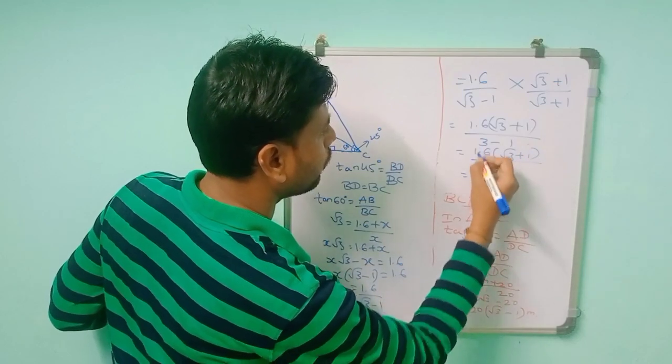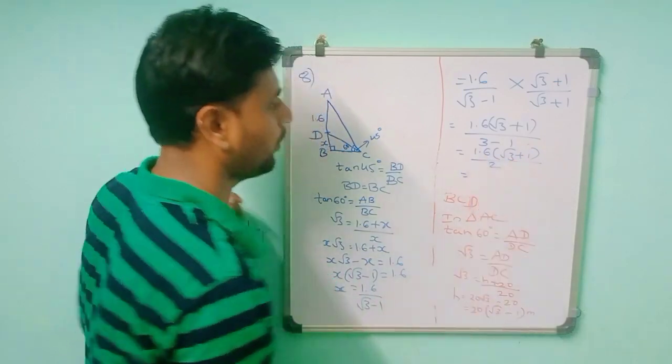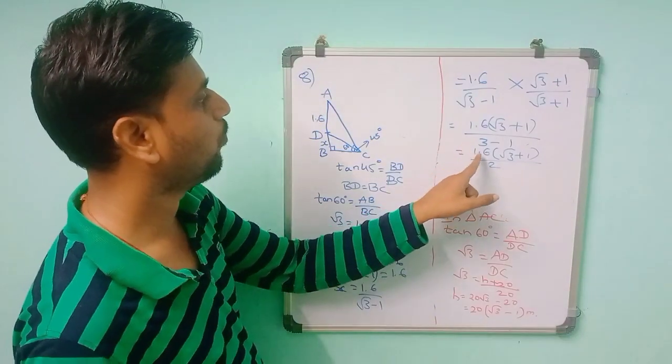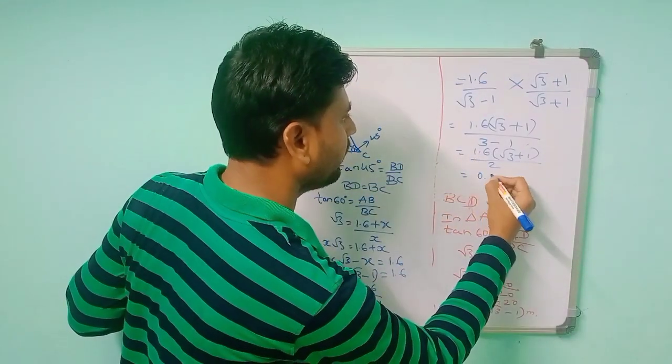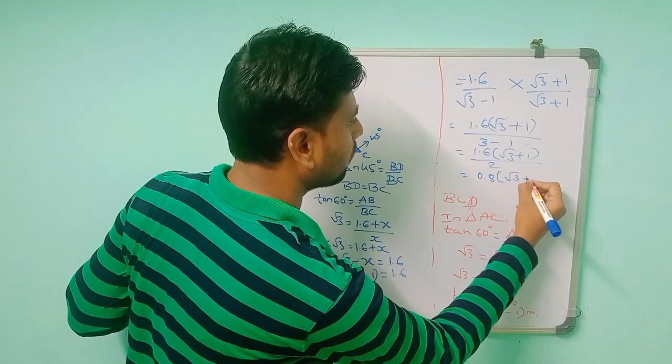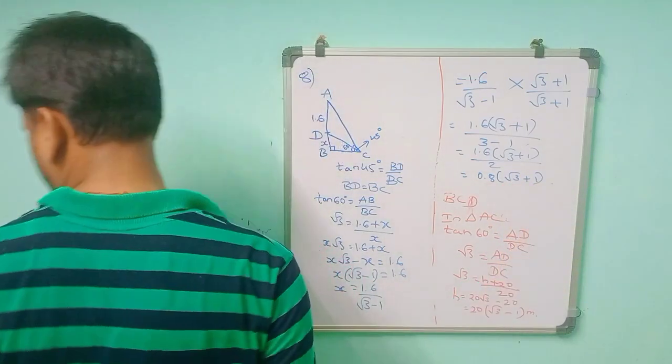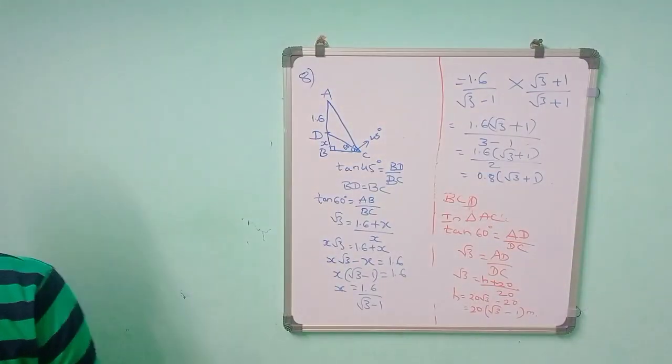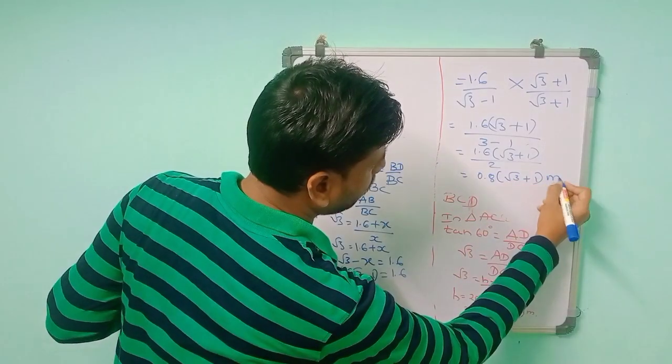This will be 2 8s are 16, 1.6 divided by 2. But the point is there, so we have to take the point. So 0.8 times (root 3 plus 1). This will be 0.8 times (root 3 plus 1) meter.